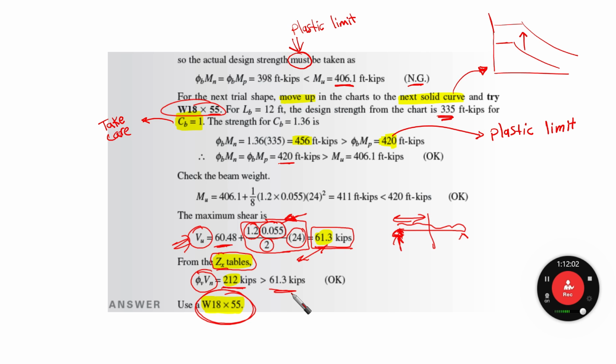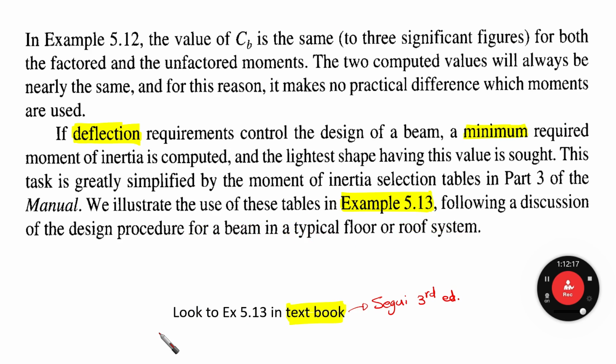Okay, so this means that we are okay now. No need for us to check anything related to the deflection, because already it's been given in the example that there is no need to check for deflection. Okay, so it is important to highlight the last thing in this video, which is related to the Cb.